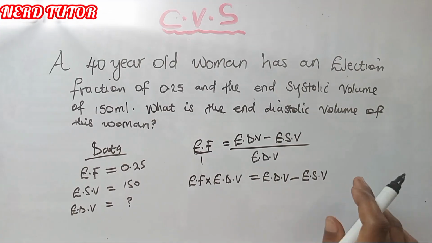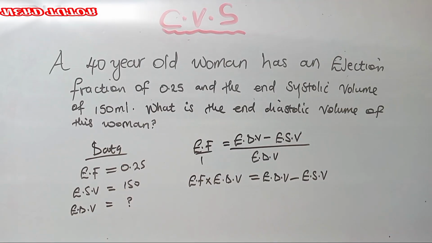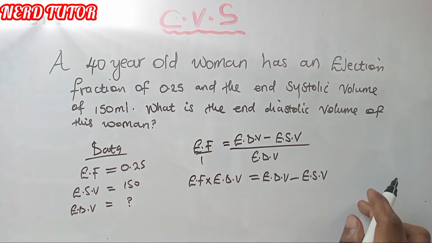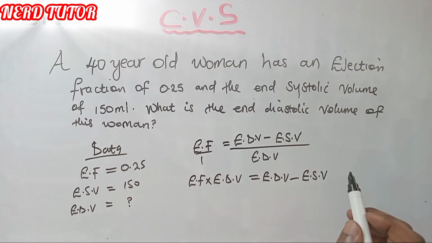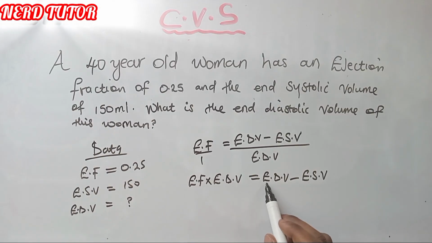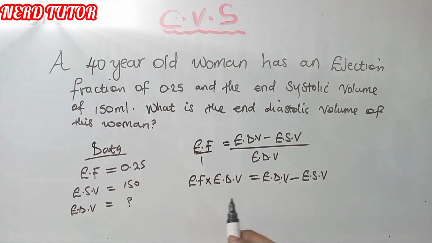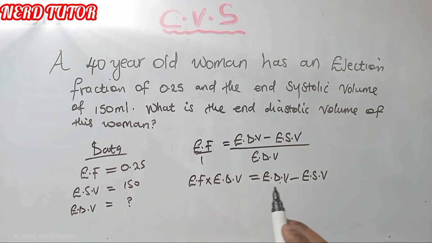So this is now math, not physiology. Here we're just going to simplify this expression by taking the end diastolic volume to this side. So we're going to take this term to this side, then take everything else to the other side.